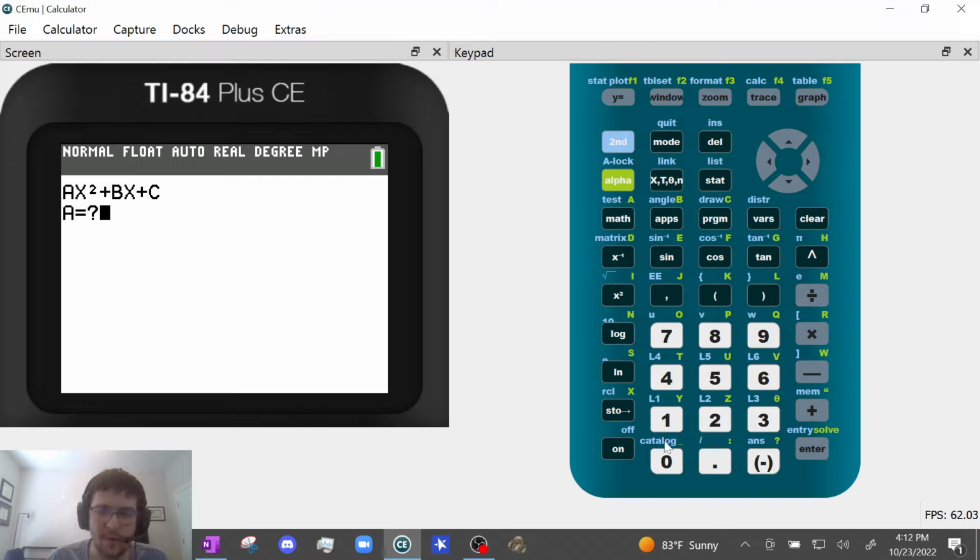Okay, so let's go to standard form: 2, 8, and negative 330.